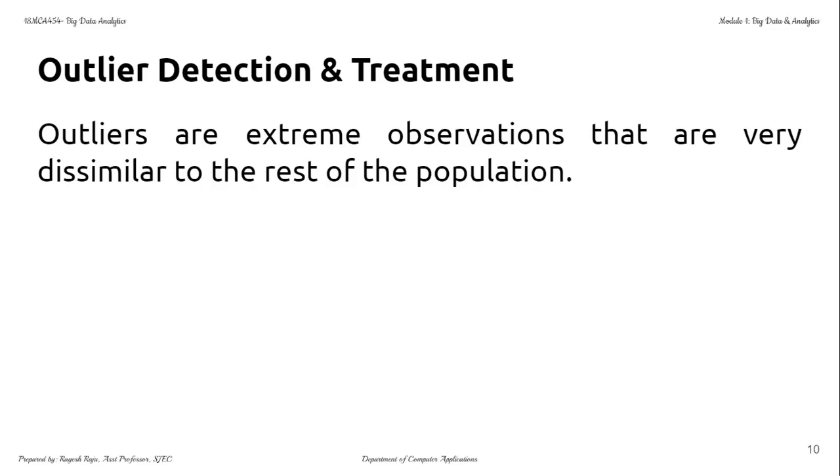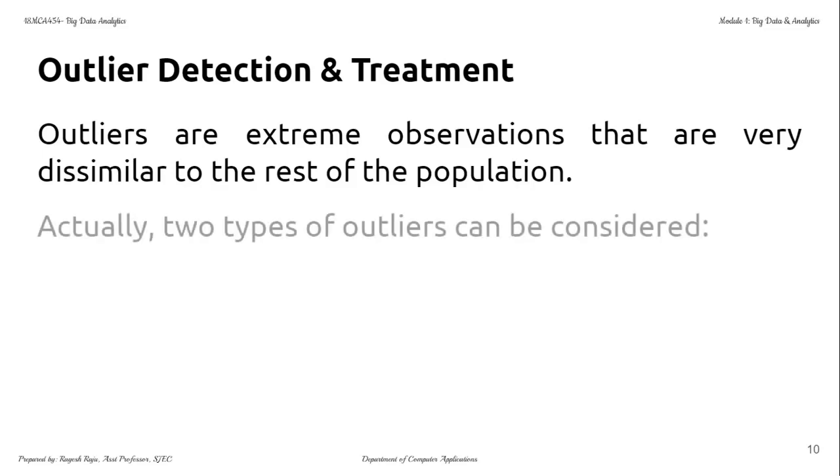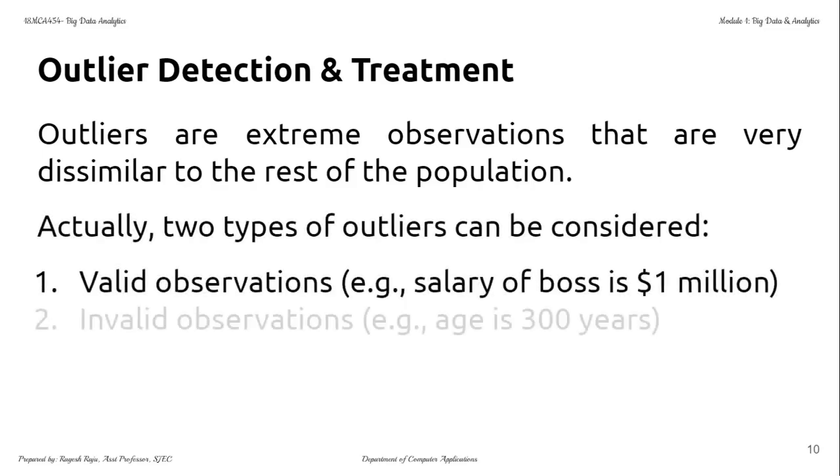That is, there may be some values which are located outside the particular range, which doesn't fall under any of this. So there are different types of outliers. Actually, the two types are valid observation and invalid observation.